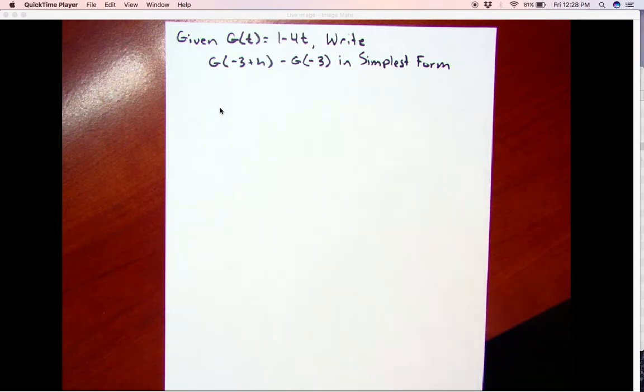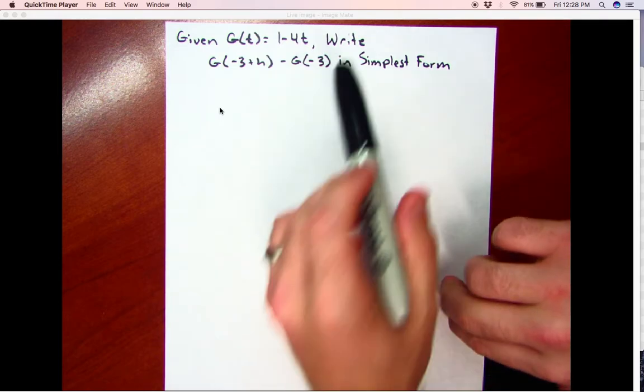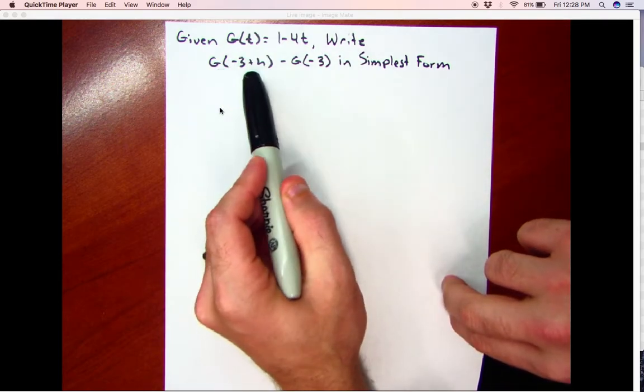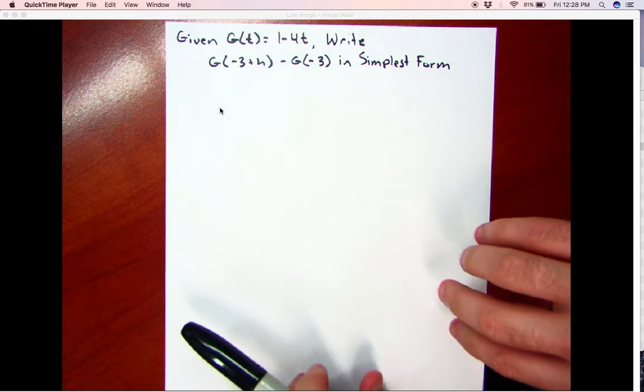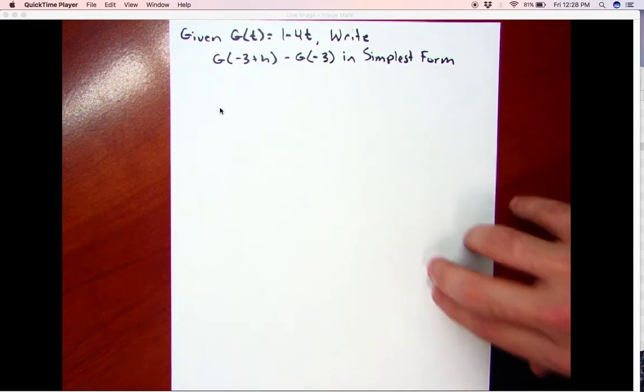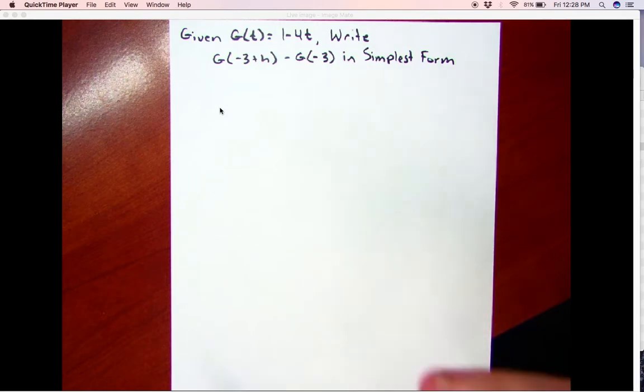For this function right here, this is going to be a little trickier. g of t is equal to 1 minus 4t. So write g of negative 3 plus h minus g of negative 3 in simplest form. So what we have to do is find two function values in the same problem. So this is going to be, like I said, a little trickier.